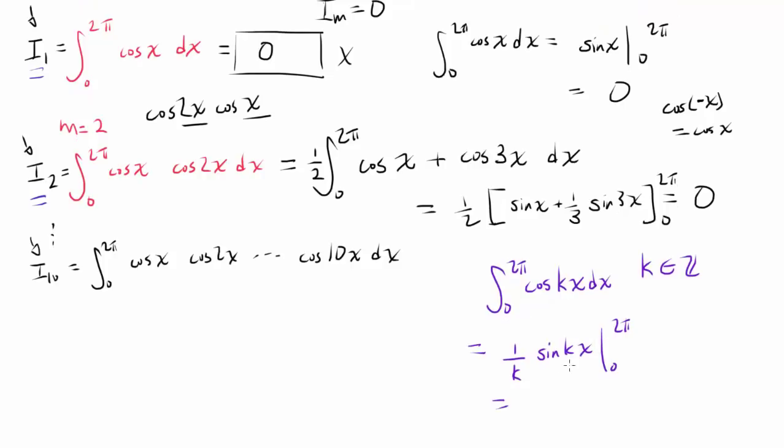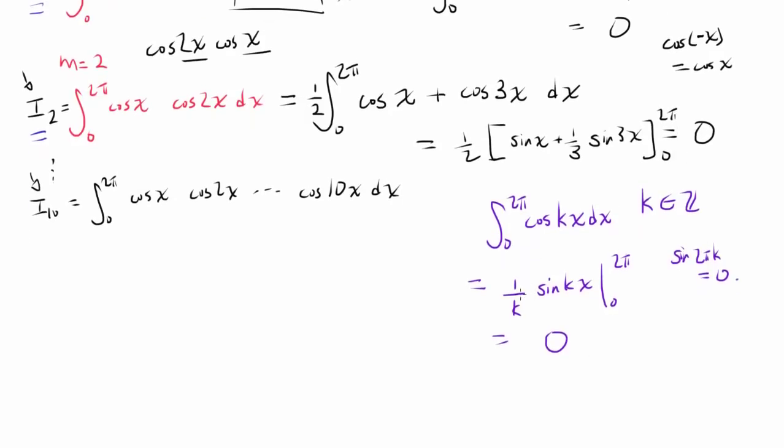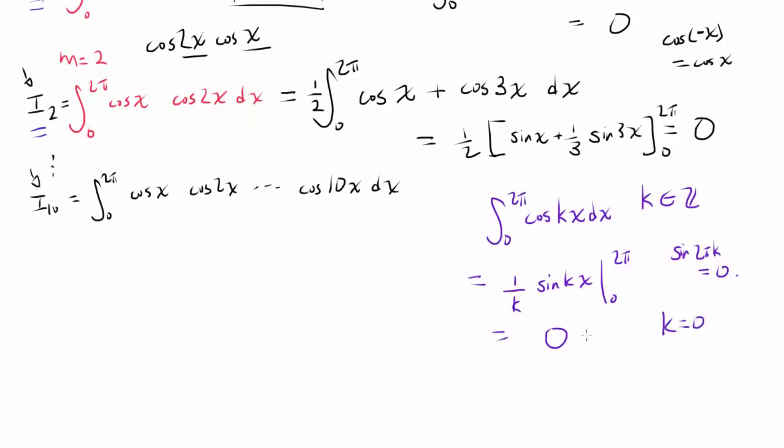When you plug in 2 pi, you have sine of 2 pi k, which is 0 once again. So you're going to get 0 for any values of k, except when k is equal to 0. When k is equal to 0, something interesting happens, because we have the integral from 0 to 2 pi of cosine of 0, or simply 1, dx. And in this case, we get 2 pi.